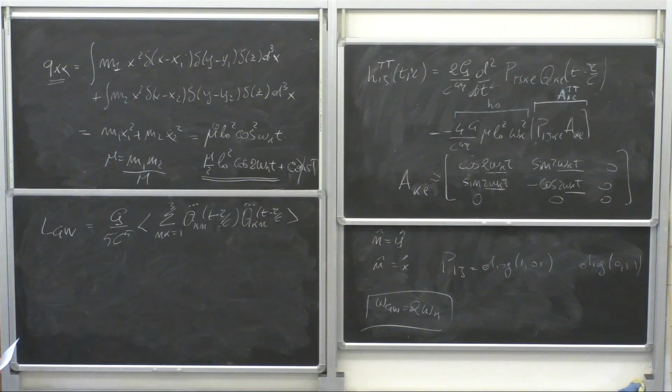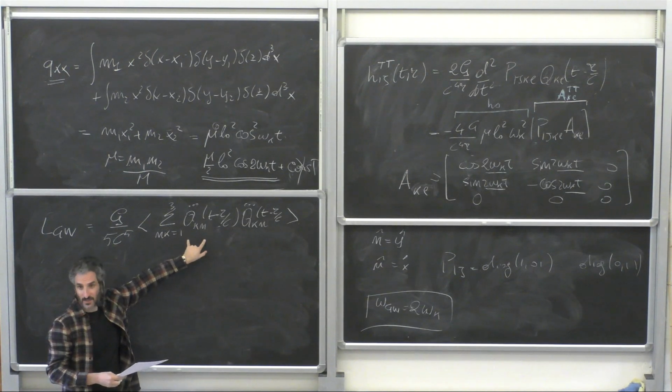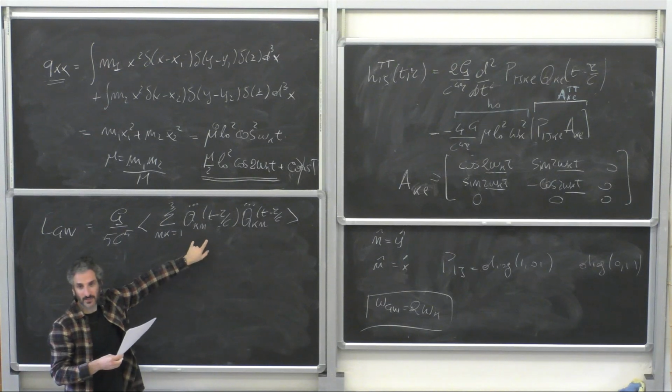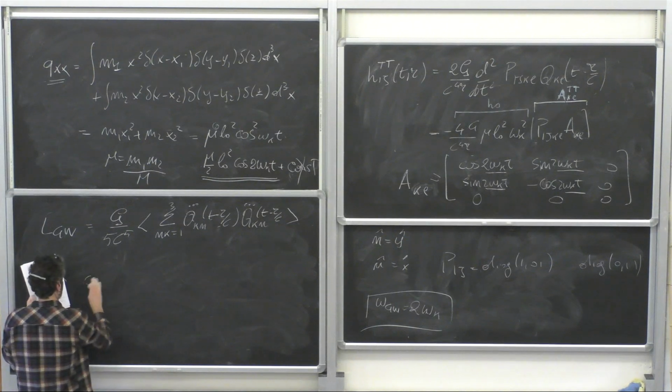So it is proportional to 1 over c^5, modulo this G. And it's basically the product of the third derivative of the quadrupole moment. So the amplitude is the second derivative and the power emitted is the third derivative of the quadrupole moment. And I define this as an average.